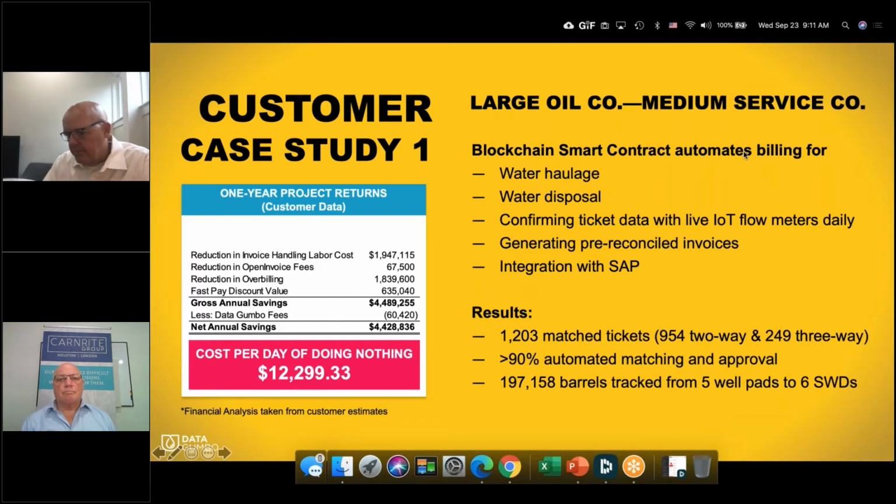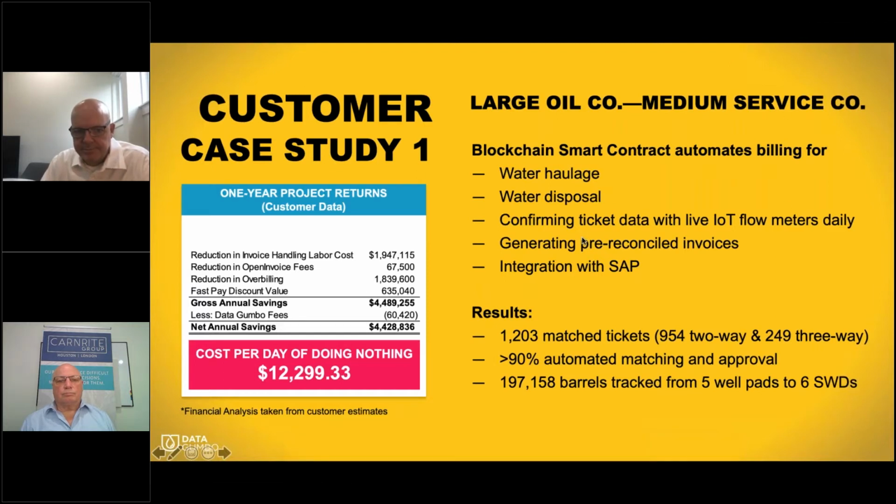What we did is we measured how much water was picked up, how much water was disposed of, and how much water was put in a truck with a three-way match. And as long as the match was within 1.6% of all the numbers matching up, then it's an automated transaction for automated payment. And you can see that even on the very first pass, we were able to achieve 90% automated matching, and the ambition is to get that to 99%.